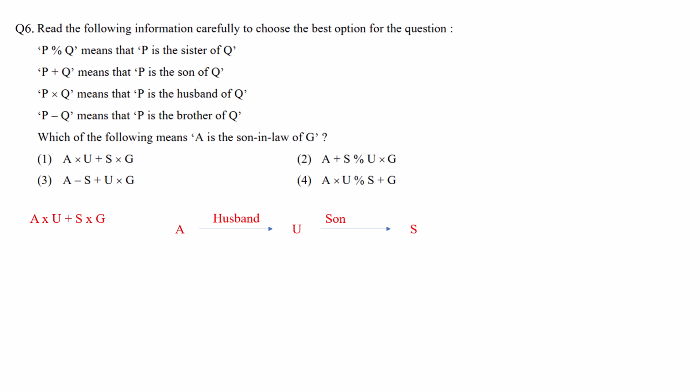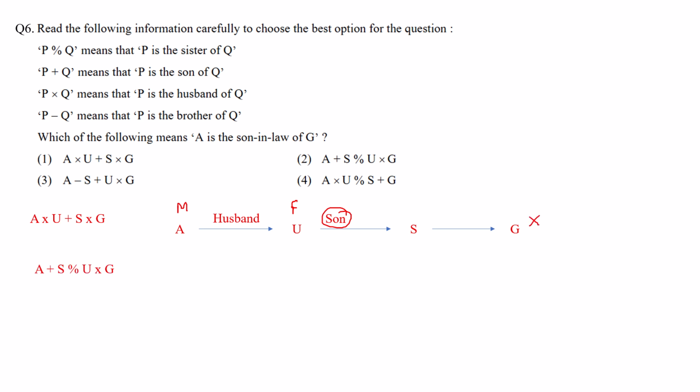But if you see from here, A is the husband means A will be male. So this will be female, isn't it? And it is given U is the son. So it is a contradiction, isn't it? Female cannot be son, female can be daughter. So this option is not the correct one. So first is not the correct option.